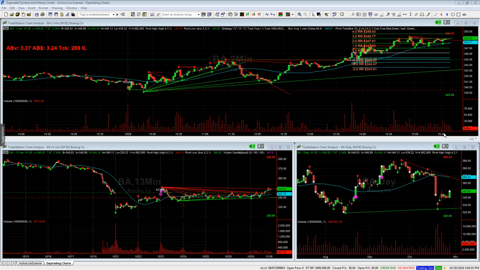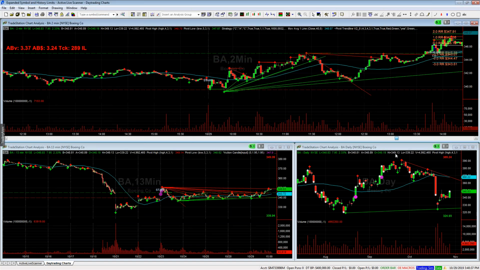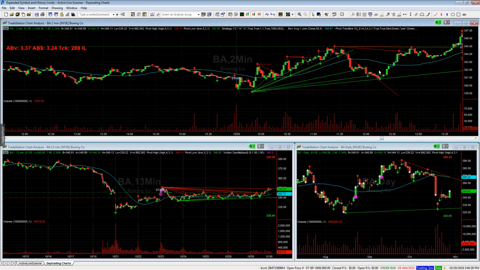Boeing, BA. Boeing, nice cup and handle pattern. Not a ton of resistance on the 13, a little bit from these highs over here, but it was above the downward trend line. Daily's good. Plus, it's a company that was in the news. They were on CNBC all day doing testimonies to the Senate.